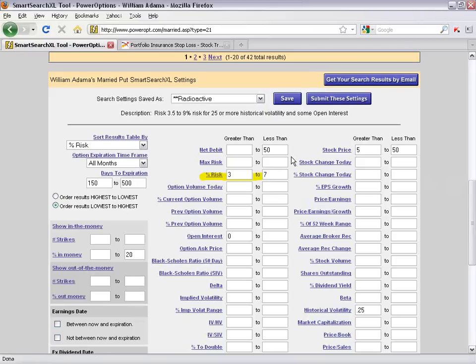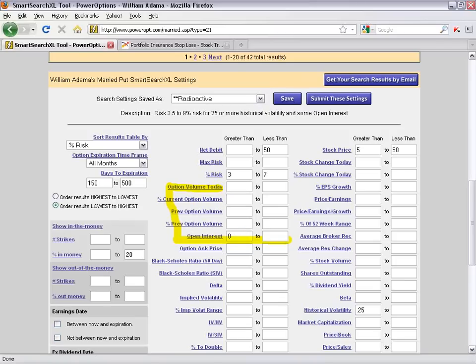Okay? All right. The next set of criteria is our liquidity. As a general rule of thumb, the default criteria for the RPM technique starts off with an open interest of greater than 0. Liquidity, we have the option volume today, previous option volume, open interest, and our percentage option volumes.